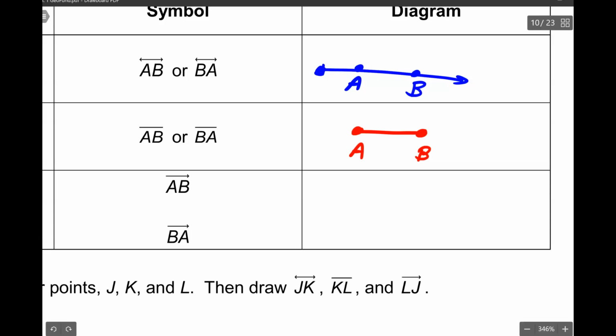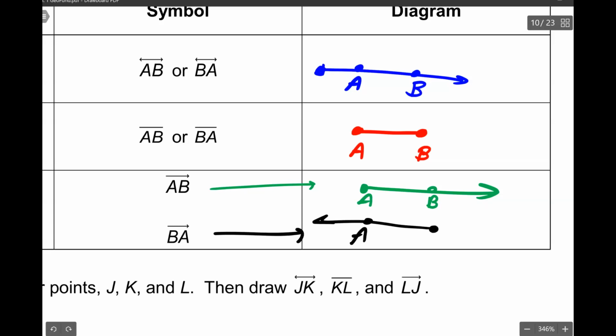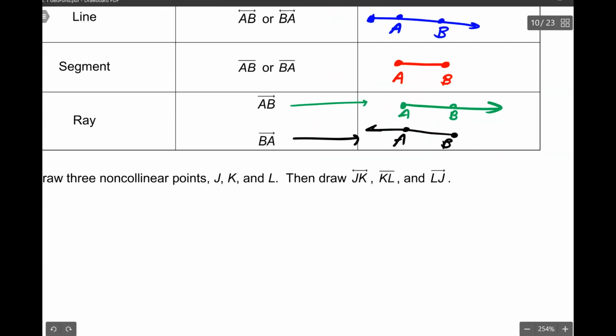And then this is the fun part. So if I want ray AB, it's going from A to B. So here's B, here's A, versus, you ready for this other one? It says B to A. So I have to start at B and go towards A. Okay, we're almost done with this lesson.